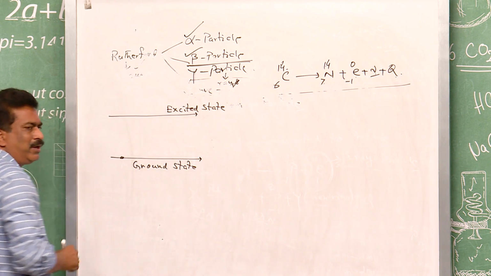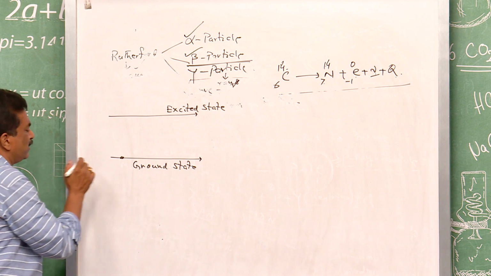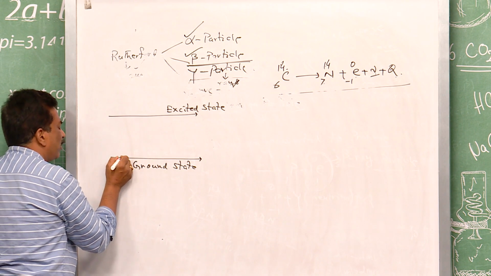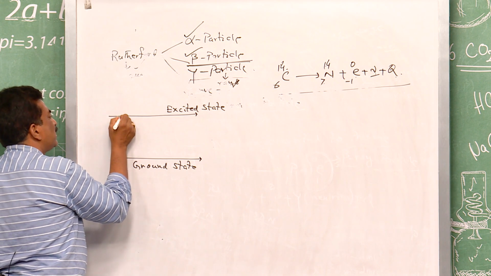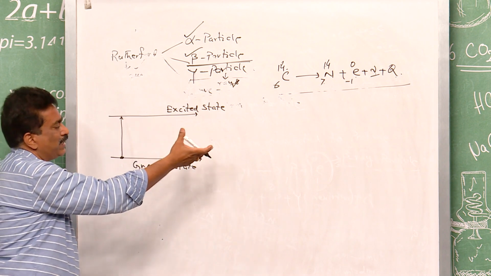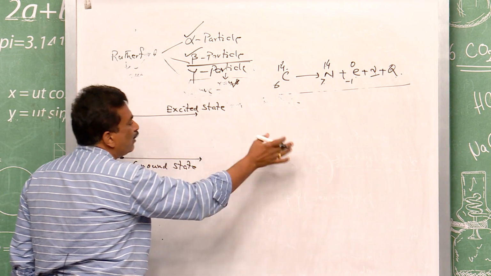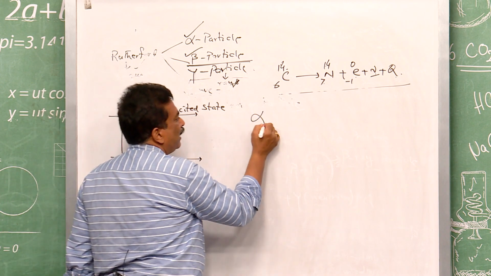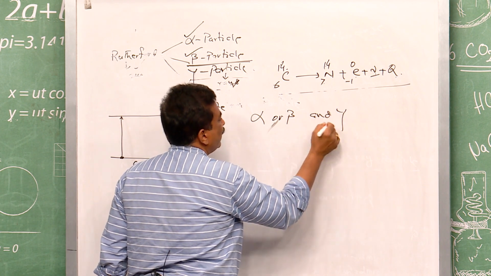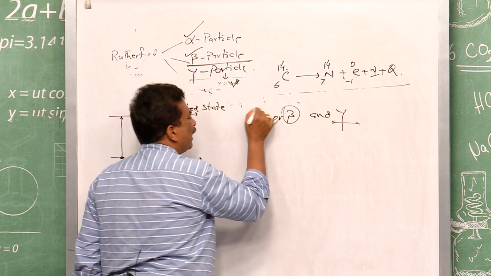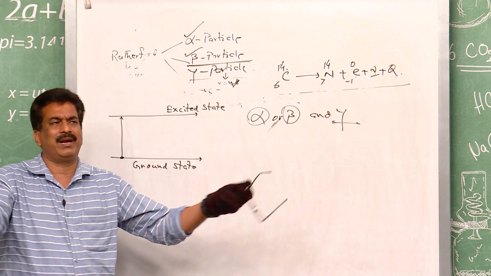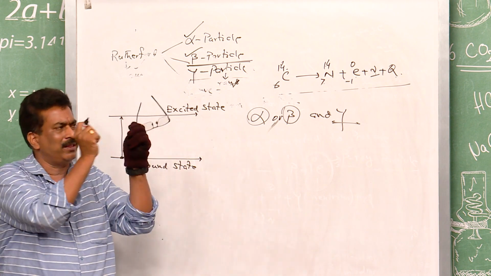Suppose this is the nucleus, and we are considering it because it has the particles. Suppose one of the protons is excited to a higher state by gaining energy, as we have seen when alpha or beta emission takes place. We have written earlier alpha or beta and gamma, meaning this gamma is associated with alpha as well as beta. Suppose alpha is emitted, the gamma is there. Suppose beta is emitted, the gamma is there.